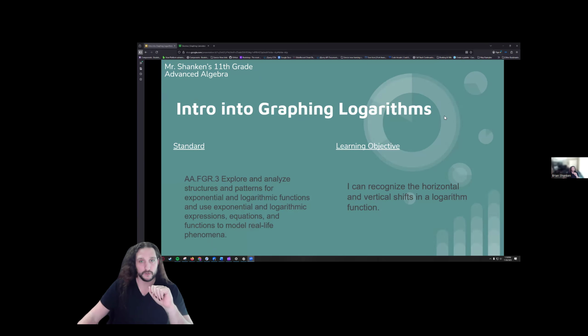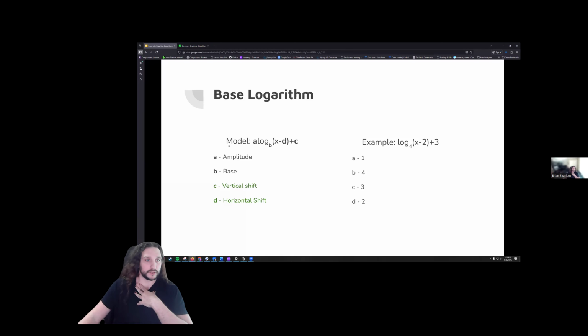So let's get going. Our base logarithm, we have this model here: a log base b of x minus d, plus c. Our a is going to be amplitude, our b is going to be our base. Our c and d are what we're going to really focus on today. That's why they're in green. Our c is going to be our vertical shift, and our d is going to be our horizontal shift. Pay close attention to that minus sign because that can get you tripped up with your signs.